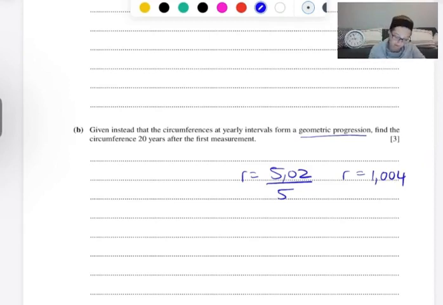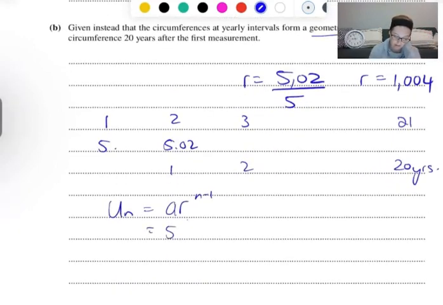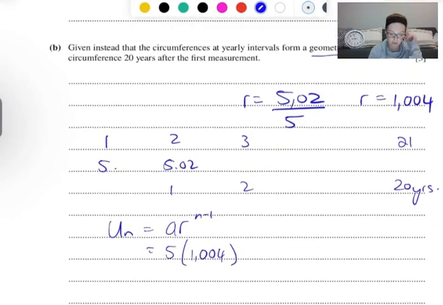Okay, so we're going to be doing the same thing. So the first one is 5, the second one is 5.02, the third one, okay, and so this is 1 year afterwards, 2 years afterwards, 20 years afterwards, we're going to have 21. So U_n is equal to a r^(n-1). That's on your MF19 as well. So 5, and then my ratio is 1.004, and that's basically going to be to the power of 20.